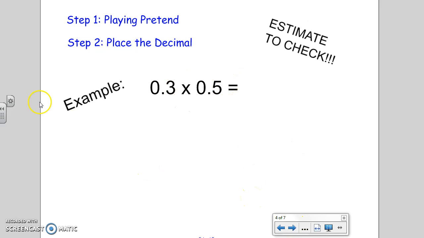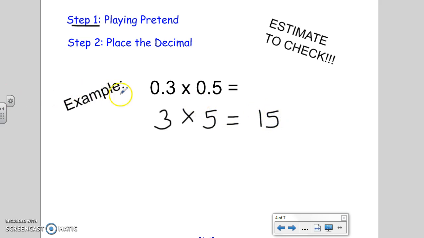Let's try another one. Here we have 3/10 times 5/10. So we're going to go ahead and start by playing pretend. We're going to pull the decimal point out. That really just leaves me with 3. Here we're going to pull the decimal point out. That really just leaves me with 5. This is an easy one. I don't even need to set up a problem. 3 times 5 is 15.